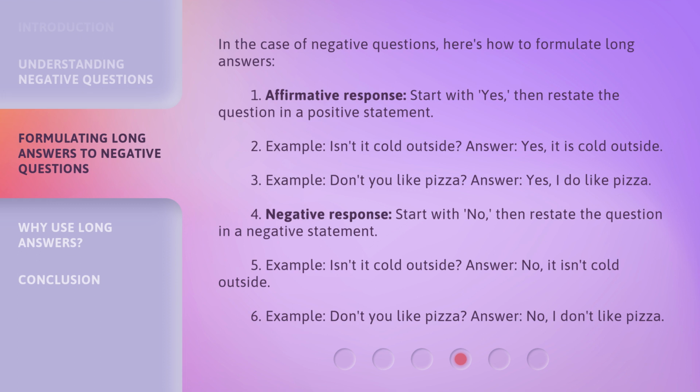4. Negative response. Start with no, then restate the question in a negative statement. 5. Example: Isn't it cold outside? Answer: No, it isn't cold outside. 6. Example: Don't you like pizza? Answer: No, I don't like pizza.